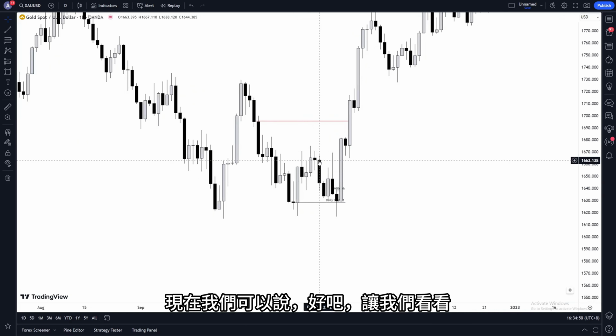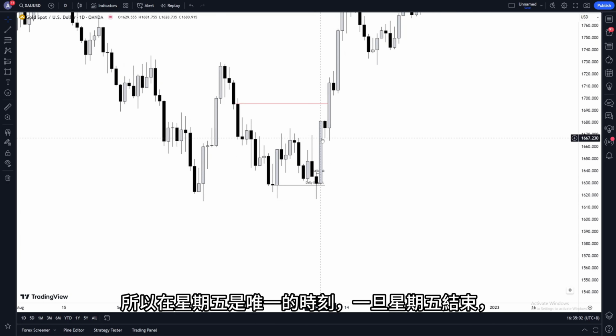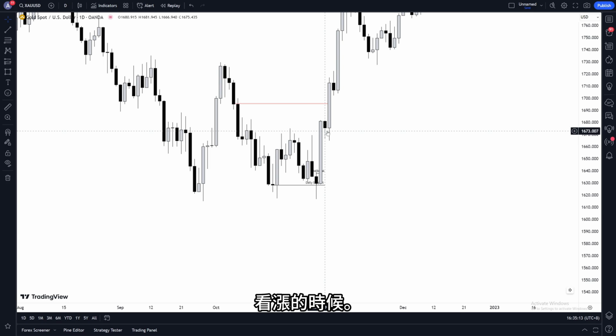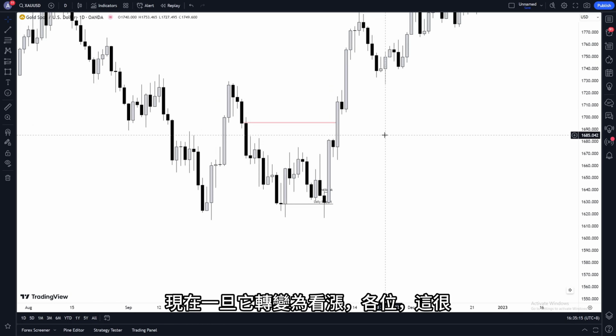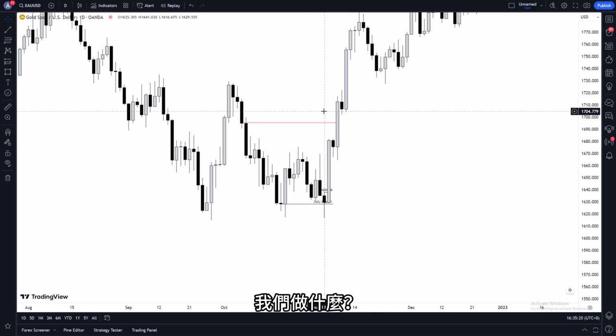Now we can say, all right, let us take a look at how we can enter this. So on Friday is the only time when once Friday finished, once the day was over, that was the moment when we could say that the daily storyline has shifted to becoming bullish. Now, once it's shifted to becoming bullish, guys, it's very simple. We know that we should be worried about everything above here. We simply take a look at the nearest daily supports. Why support? Because daily bullish storyline, right? Obviously, we're looking at support to buy. We're not going to look at resistance to buy, right?